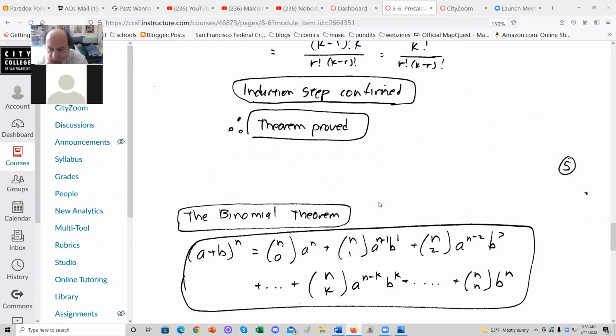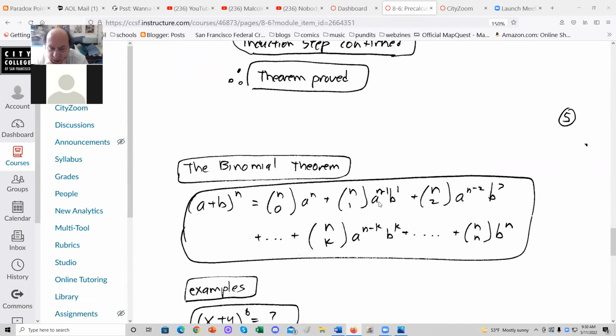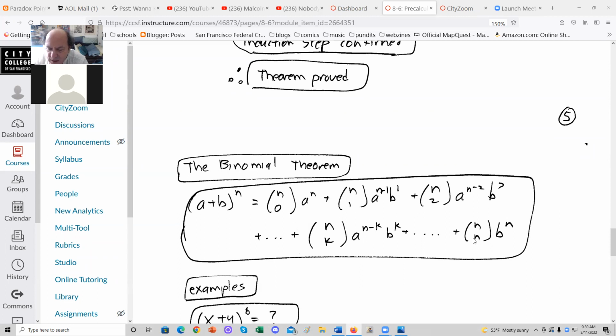Now, the binomial theorem says that if you take an nth power of a binomial, a plus b, then you get this long sum. All those terms: a to the n, a to the n minus 1 times b, a to the n minus 2 times b squared, and so on, a to the n minus k times b to the k, all the way up to b to the n. And then each of these is multiplied by a binomial coefficient: n choose 0, n choose 1, n choose 2, and so on, n choose k, and n choose n.